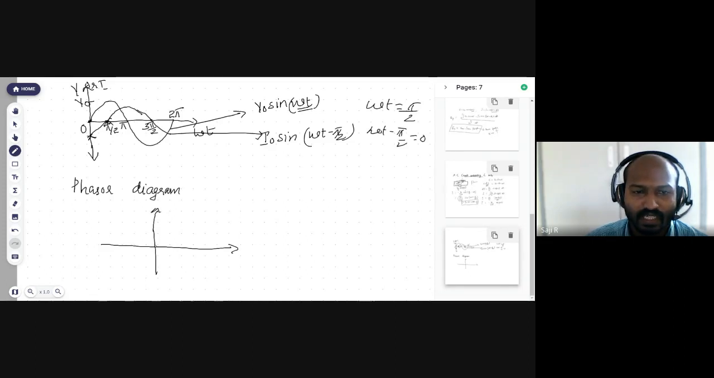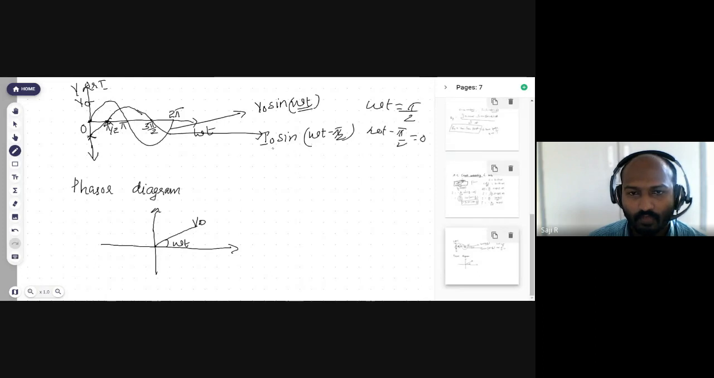Now initially I am going to draw the voltage. The phase of voltage is omega t and the maximum value is V0. The vertical component of this V0 will be V0 sin omega t, the instantaneous voltage. This is the phasor diagram representing the voltage.